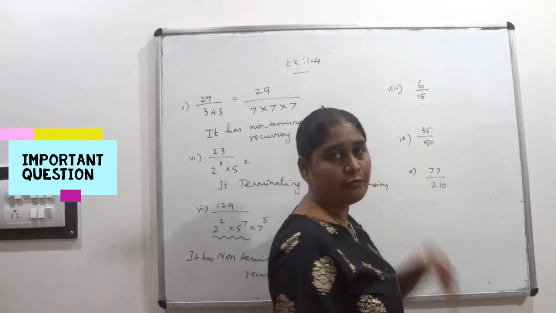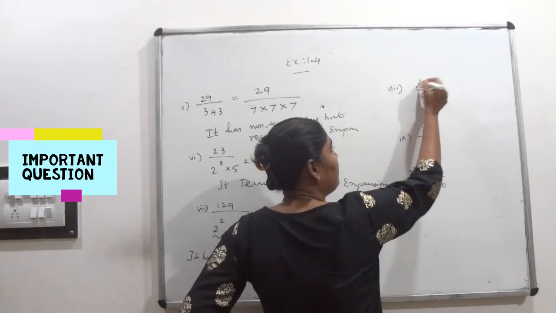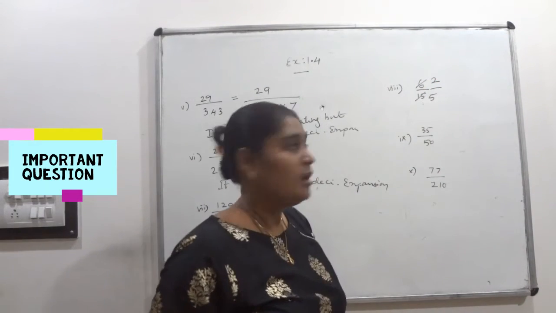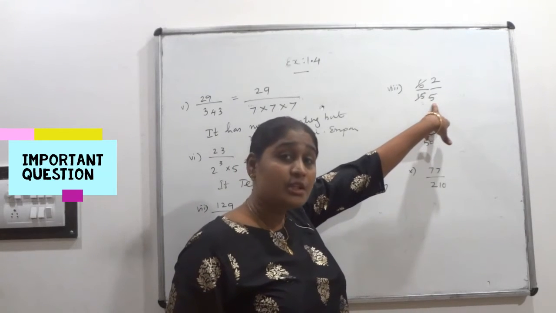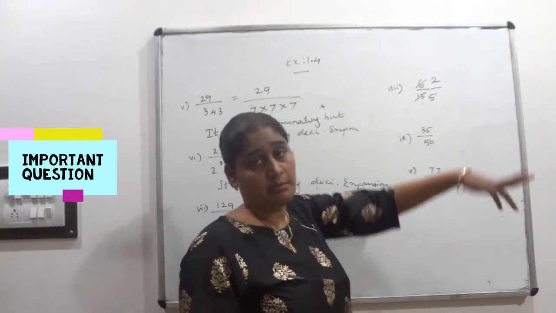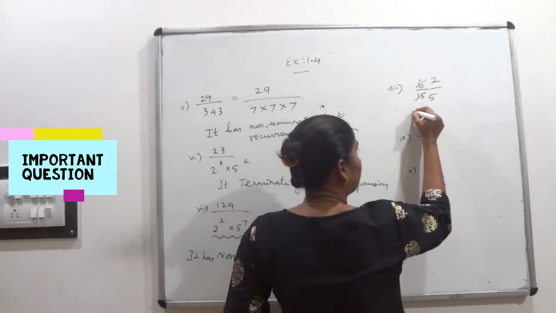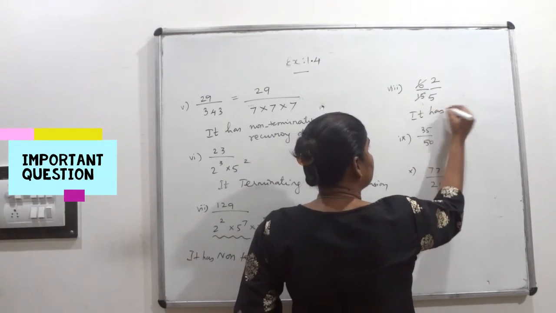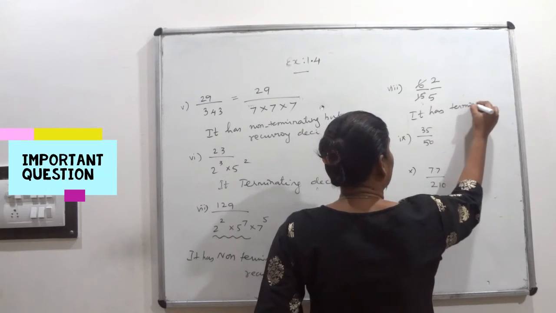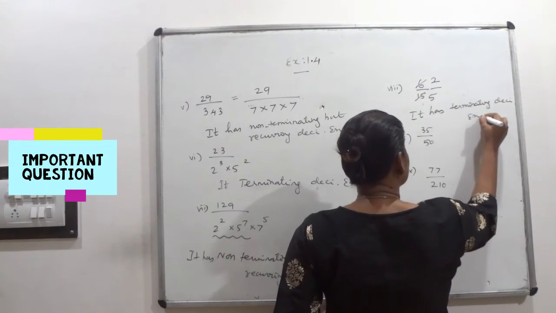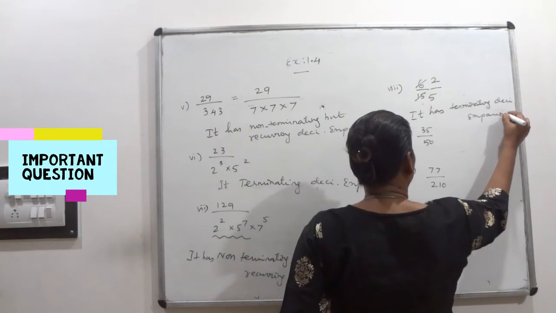Eighth part. 6 upon 15. See, it can be divisible by 3. 2 times. This is 5 times. 2 by 5. Now you check the denominator. It is in the form of 5 power m. That's why it has terminating decimal expansion. We can write it directly. It has terminating decimal expansion. You have to remember that point.